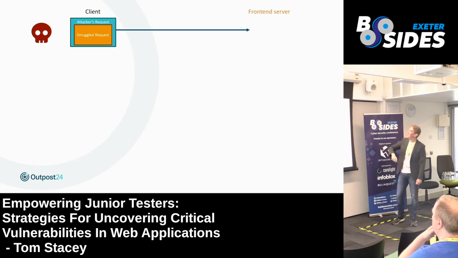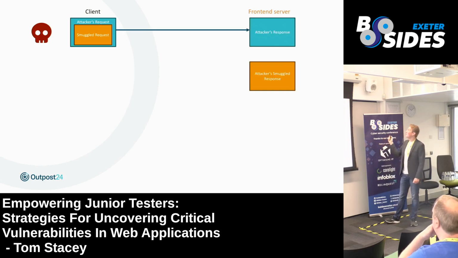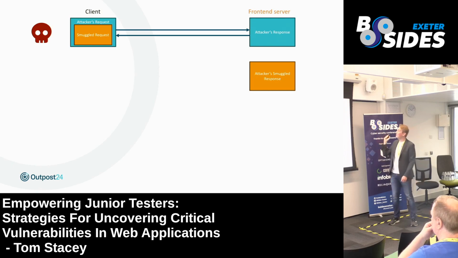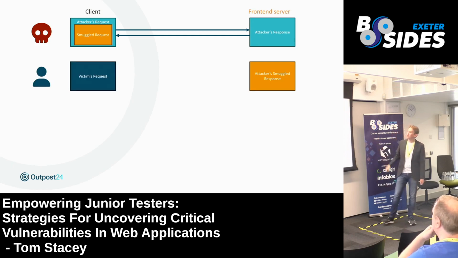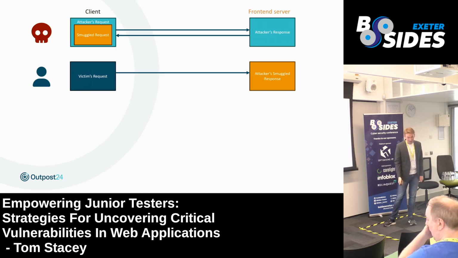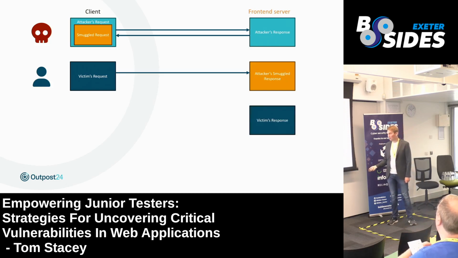First, the attacker sends the exploit to the front-end server. The front-end server receives 2 responses from the back-end server. So, since the attacker just sent a request, the attacker receives the attacker's response, leaving the attacker's smuggled response, the extra response generated, in the front-end queue. Hopefully, the victim comes across next and sends a request to the front-end server. Their response is generated by the back-end and added to the queue from the front-end server.